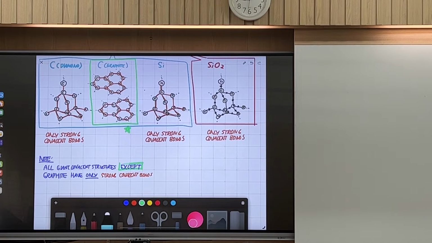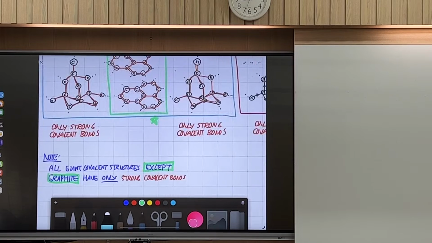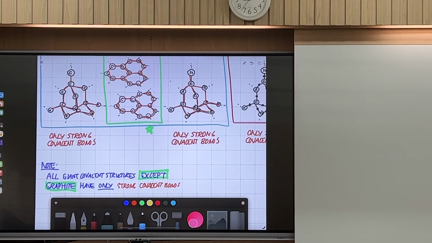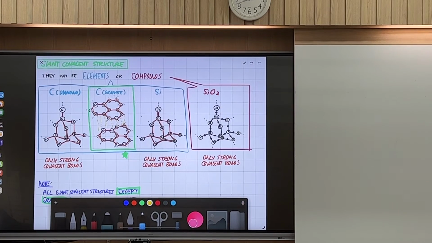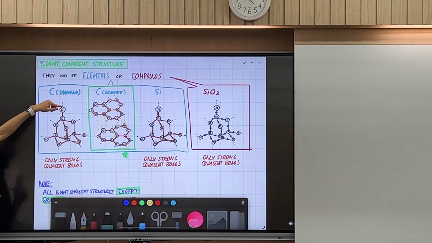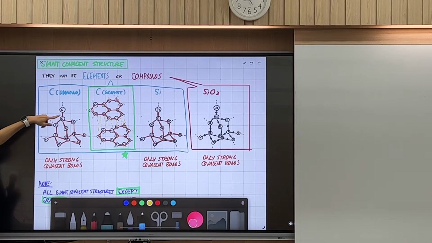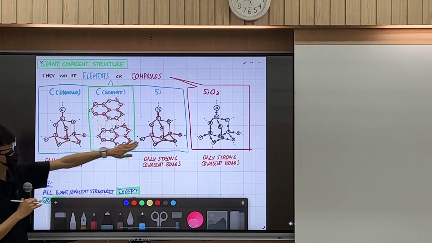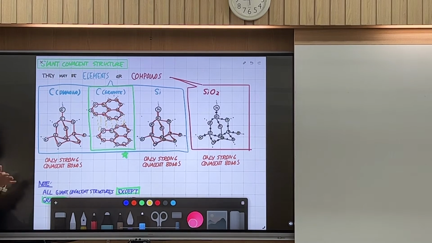So this is graphite. What makes graphite the exception then? Well, in graphite, you will see also weak van der Waals force, because graphite is the only structure with a layered structure. The other ones, carbon, silicon, and SiO2, are all continuous from the top to bottom. They are all connected by these strong bonds throughout the structure.